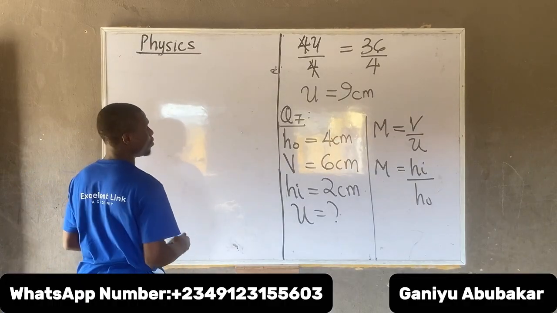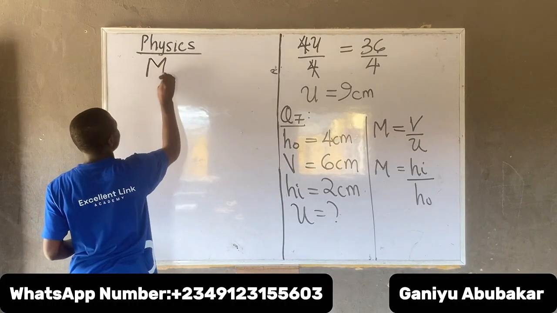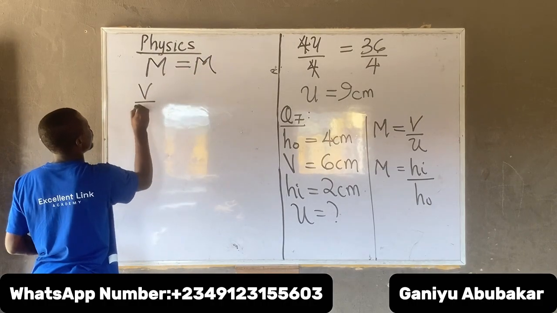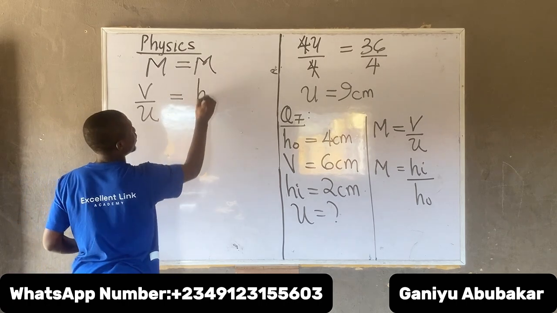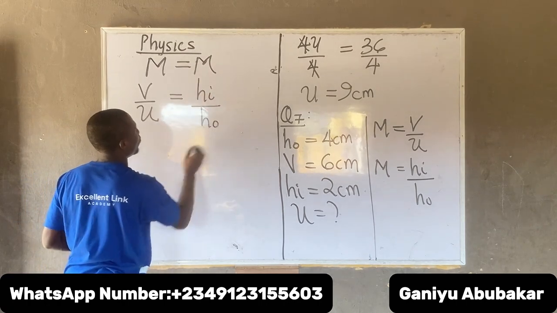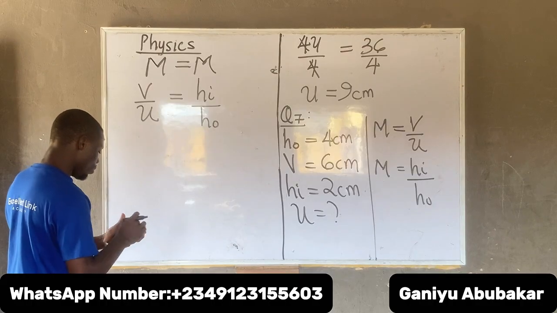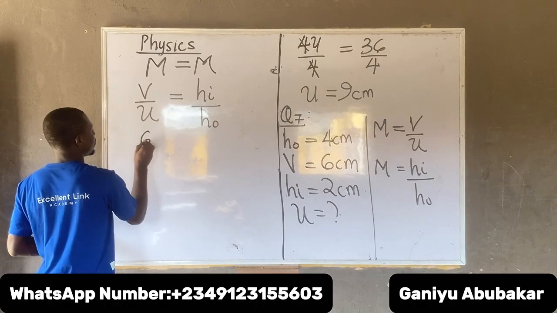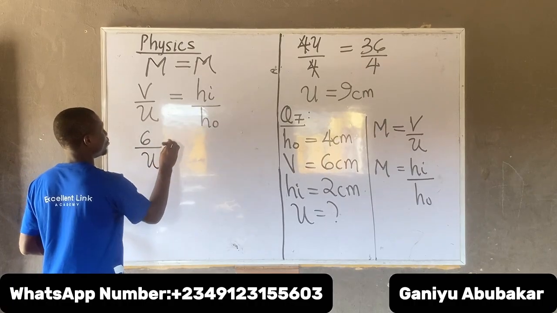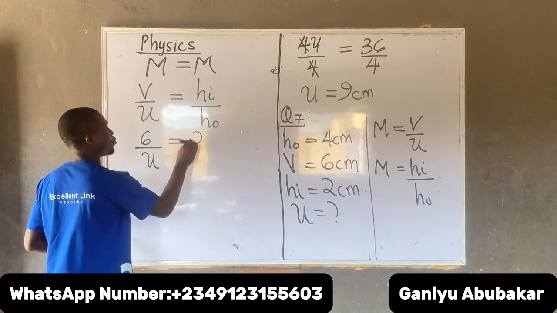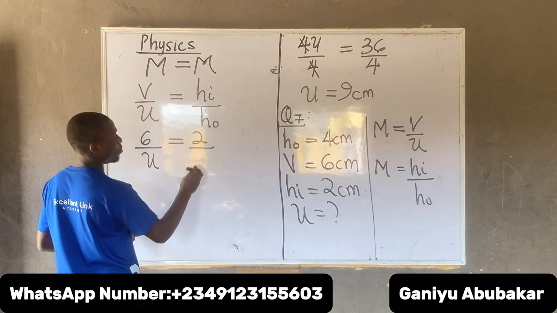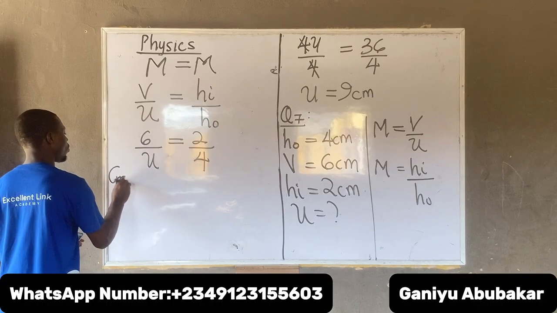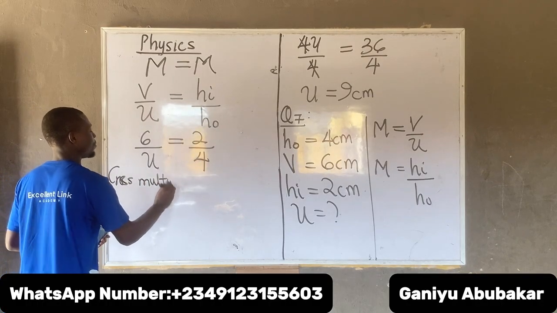Okay, so equating M, I'm saying that M is equal to M. So what's the first M? That's V over U is equal to HI over HO. We use this equation to get the value of U. So what's V? V is 6 over U, which is unknown. We have to find U. What's HI? That's 2. What's HO? Object height, that's 4. To get U, what do I have to do there? Cross multiply.